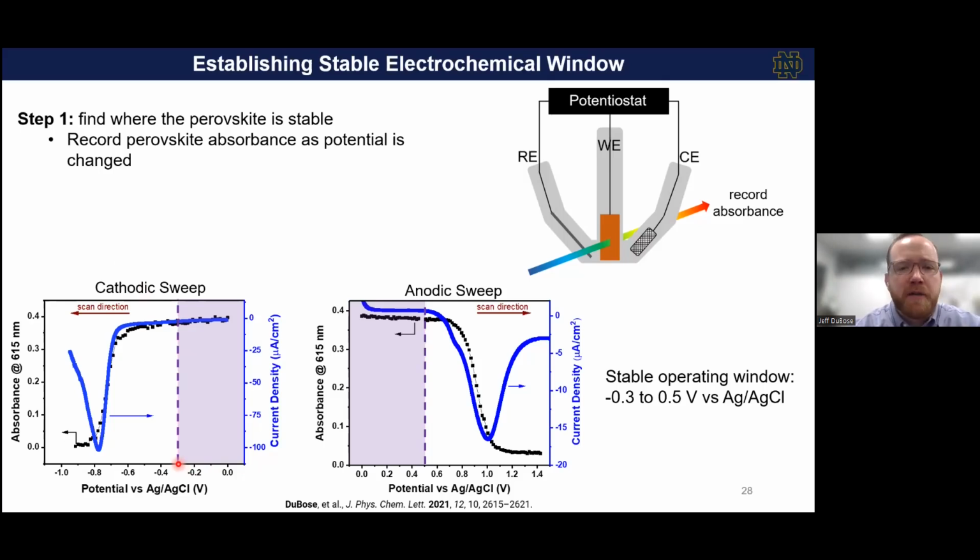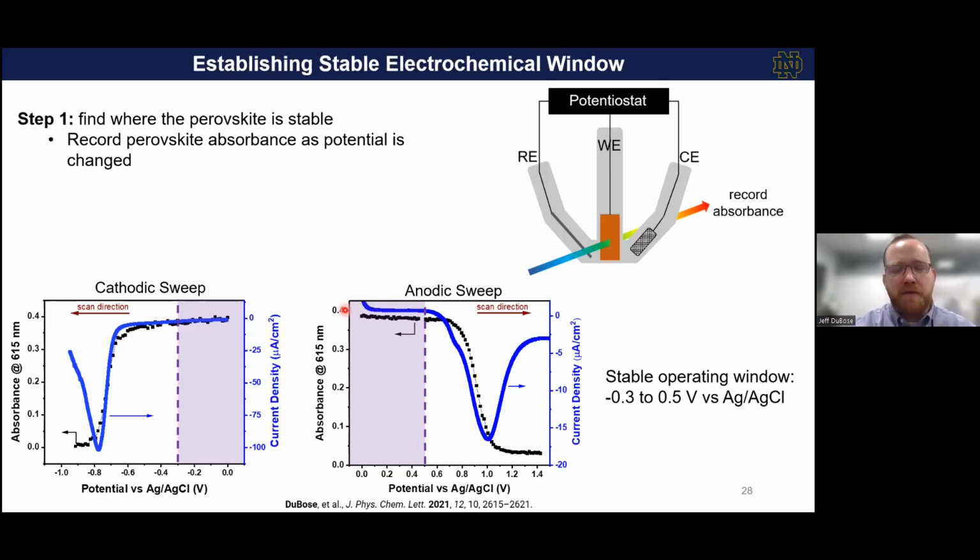When we take another film and do the same thing, but go in the anodic direction, so from 0 volts on more positively, we see a similar response. There's a region where things are nice and flat, and then eventually we start to see this large current response, and then this degradation, in this case oxidation of the perovskite. And so this allows us to look at this shaded region from about negative 0.3 to 0.5 volts versus silver chloride. This is the region where we can start to tune the Fermi level of the system without directly driving any degradation processes electrochemically. So this establishes the stable window for this system.